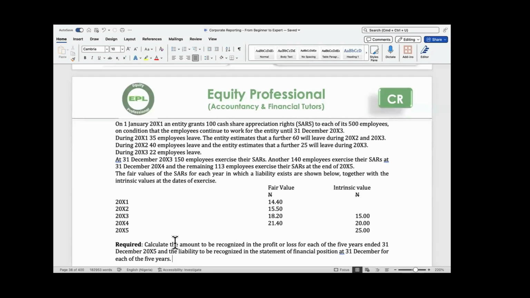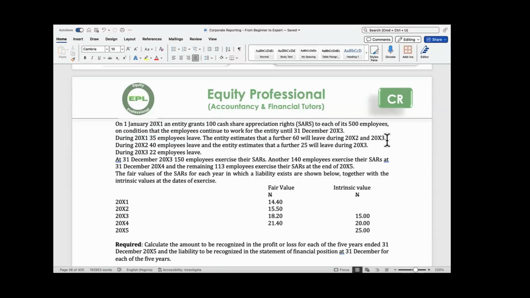Okay, so let's pick it one by one and see if we can follow the same principle. At the end of 2001, we need to calculate first how much is the value of this option. So we have 100 share options. We have 500 employees. However, some of the employees have left. So 35 have left at the end of year 1, and they estimate that a further 60 will leave in year 2 and year 3.